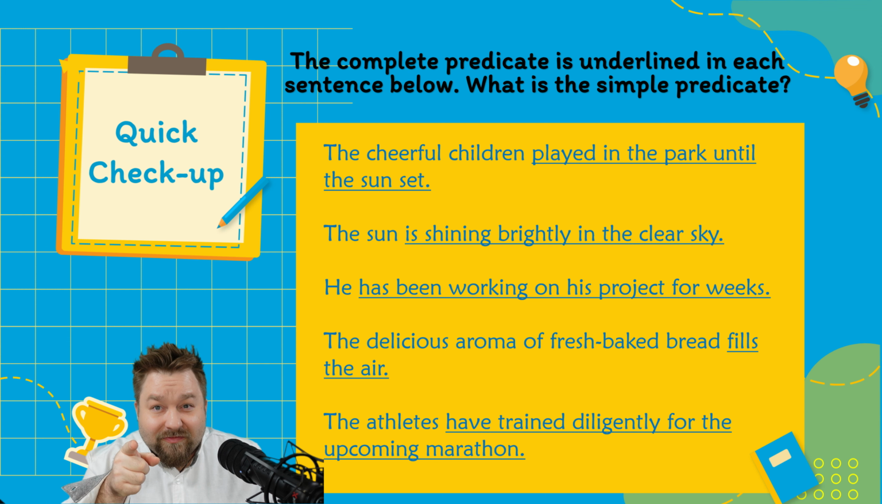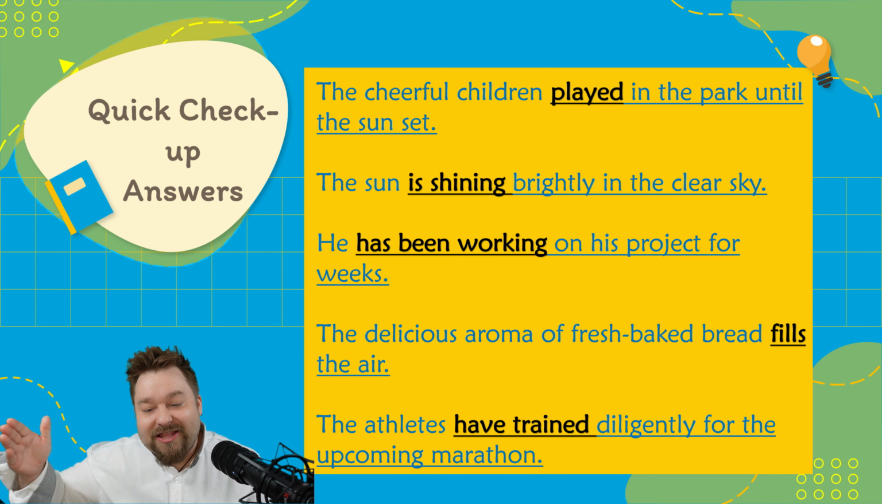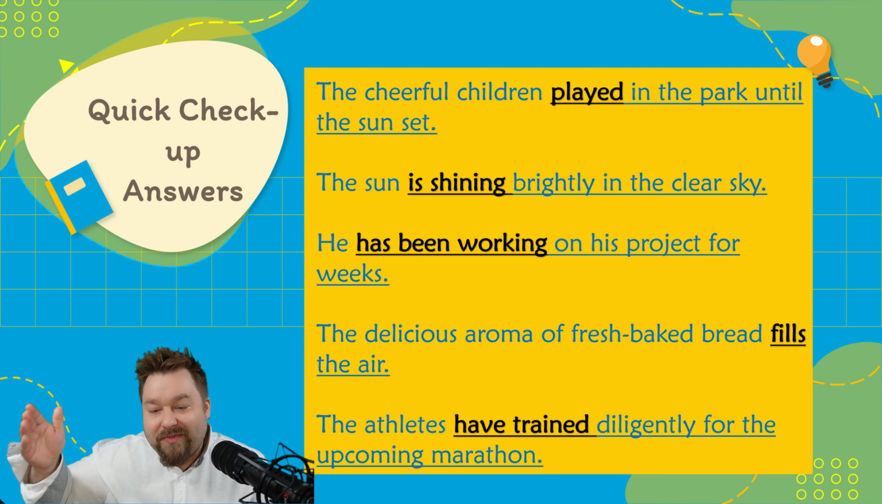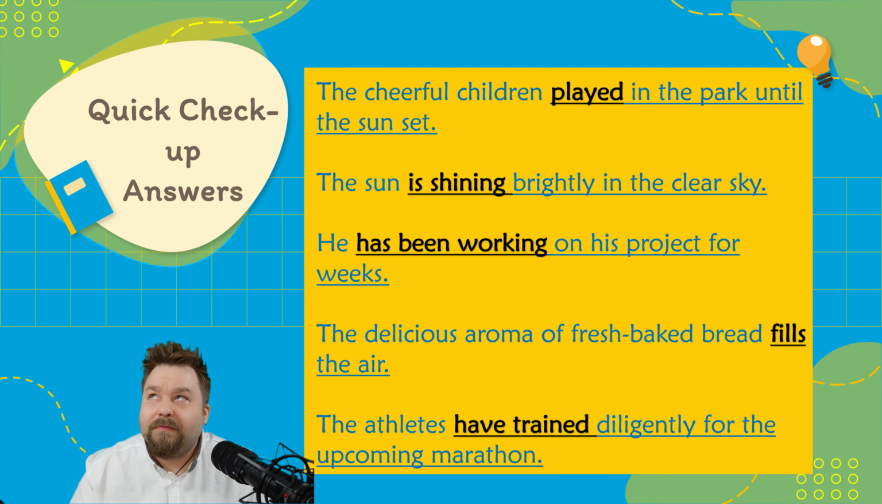Pause the video. You paused that video. I know you did, right? I looked down, I looked up. You were finished. Let's check those answers. Ready? The cheerful children played in the park until the sun set. Played in the park until the sun set is the complete predicate. But what did the children do? We don't need cheerful, right? Simple subject, the children. What'd they do? Played. Children played.